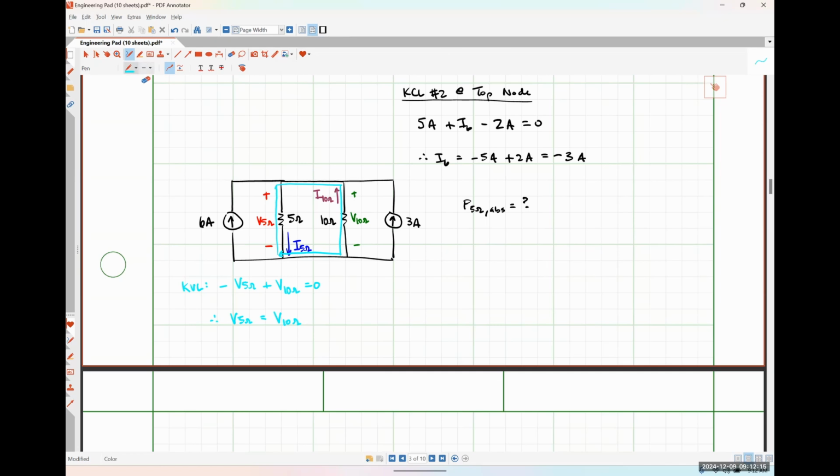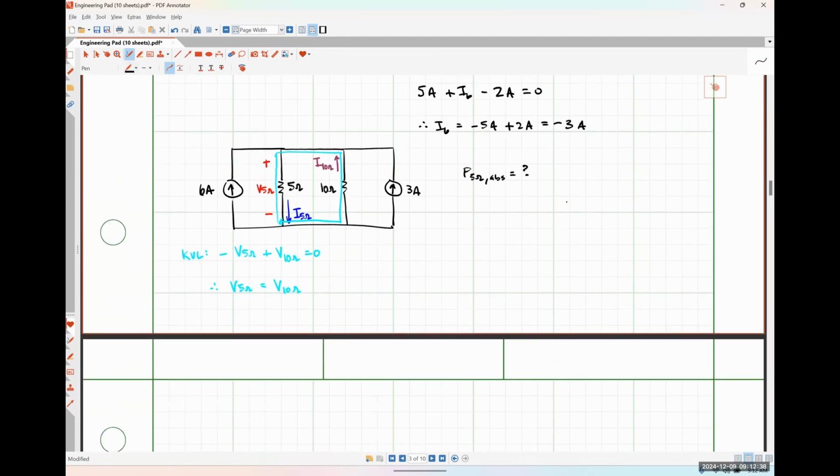So I'm going to go ahead and just get rid of that V10. And I'm just going to use that one voltage V5 ohms for everything because I can. It's common to all of those elements because they're all connected in parallel. Okay, so with that out of the way, we haven't yet used KCL number 3. So that's the one that I'm going to force us to do.